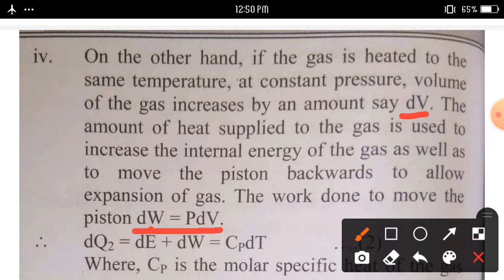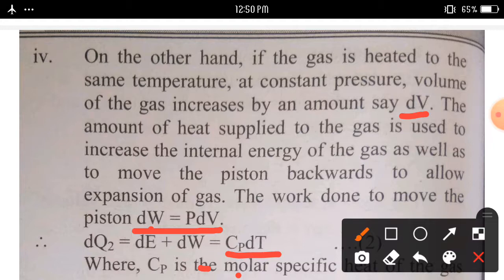Therefore, dQ2 is equal to dE plus dW, which we can write as C suffix P into dT. Here C suffix P is the molar specific heat of the gas at constant pressure.